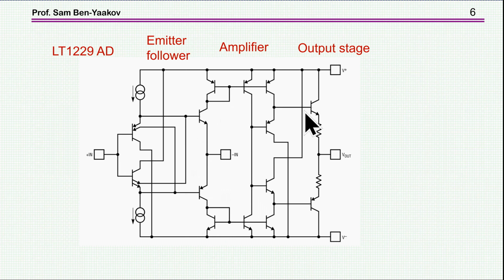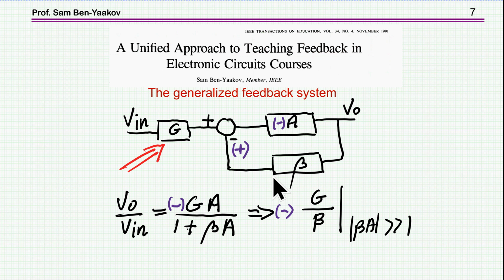And then we have a buffer amplifier, push-pull, for the output. So this is the structure, which is entirely different from the VFA. To analyze the behavior of the VFA, we have to use a generalized feedback system.